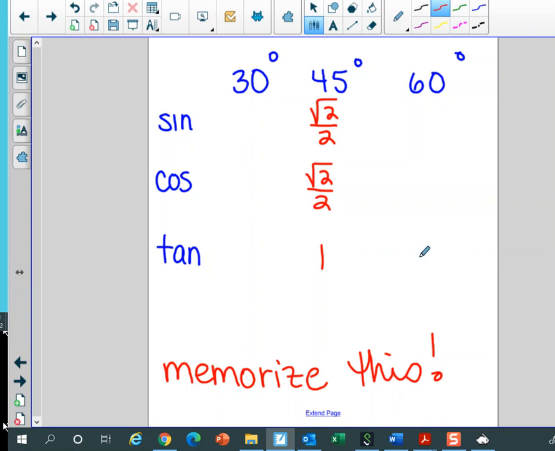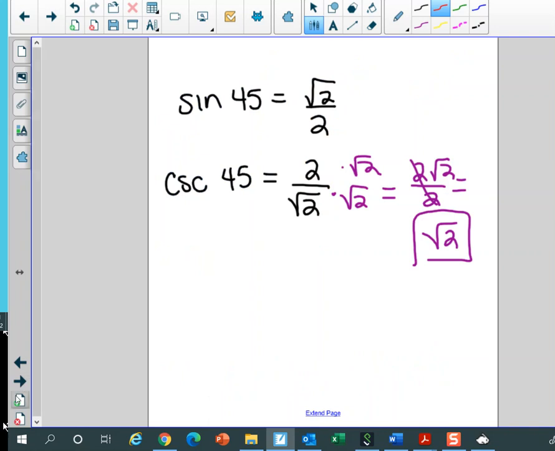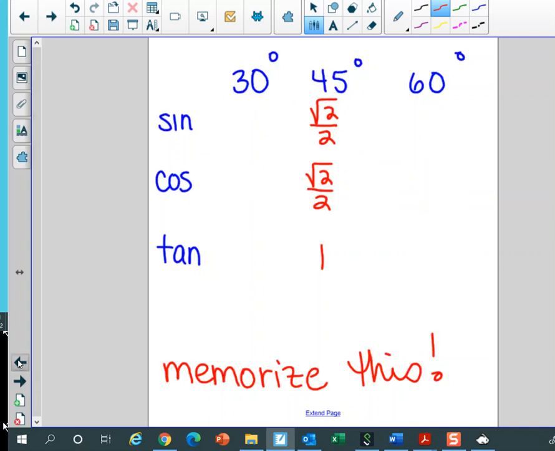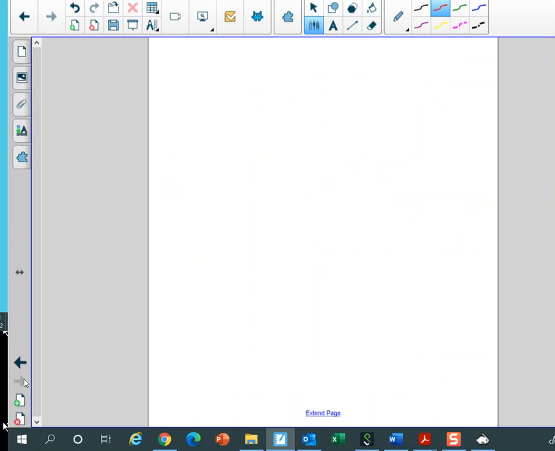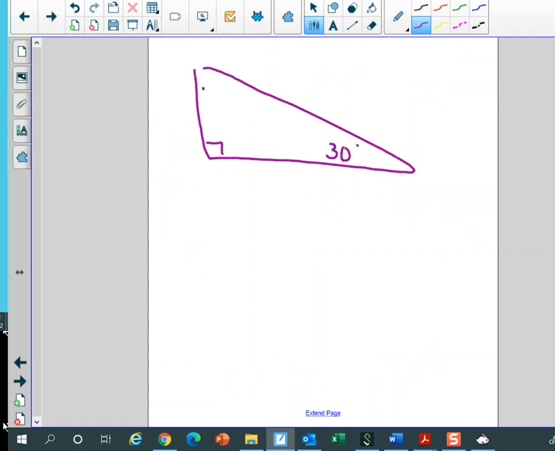30s and 60s are actually related to each other. So if we do the 30s, we'll be able to get the 60s pretty quickly. All right, so how are we on the 45s? Are you okay with where I got those numbers? Square root of 2 over 2, square root of 2 over 2 for sine and cosine, 1 for the tangent. All right. So let's talk about the 30, 60, 90 triangle. And we're going to focus on the 30 angle.